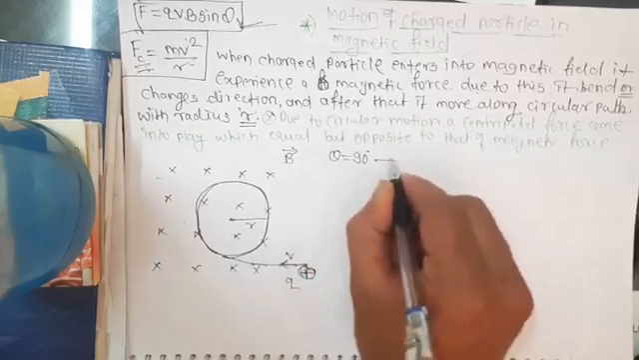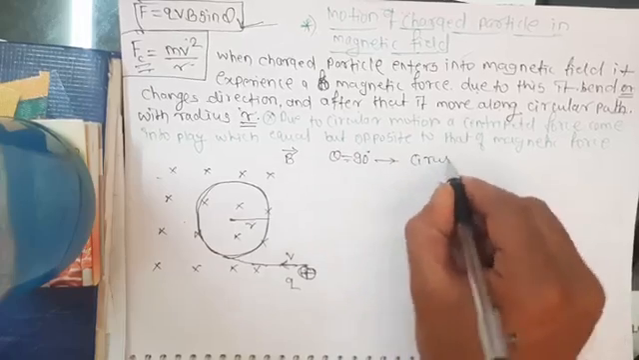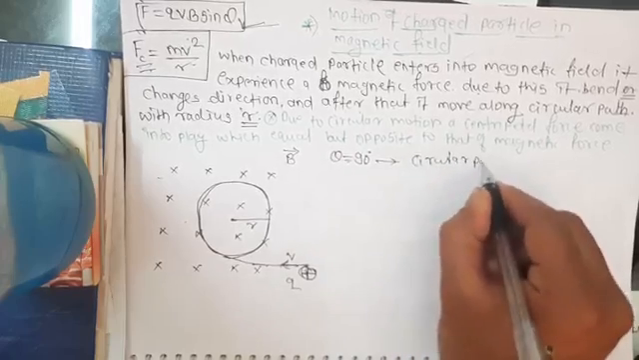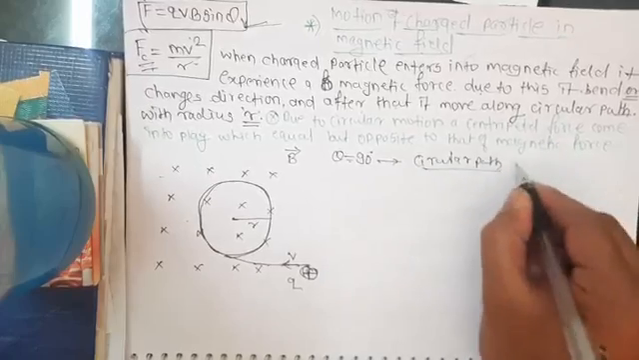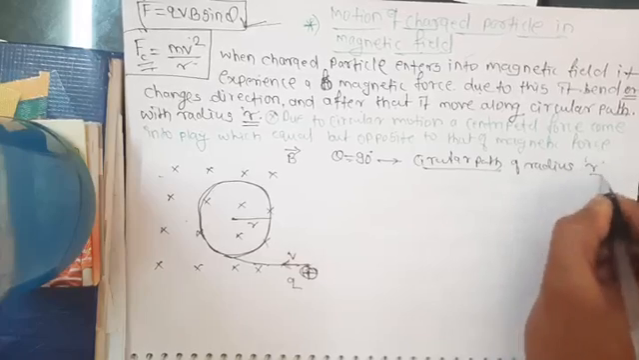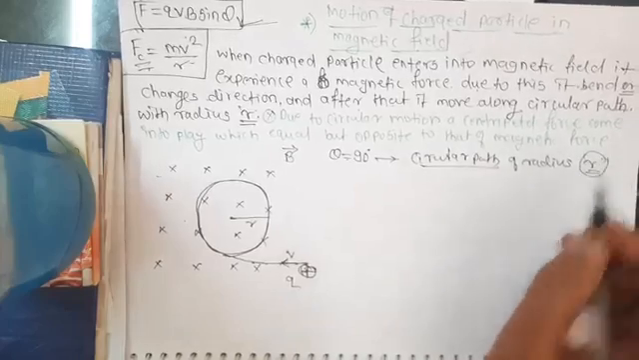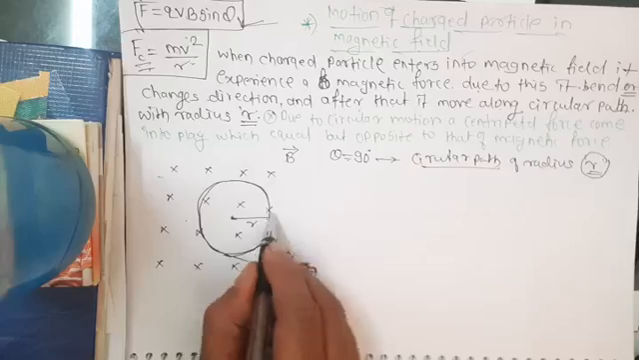If the charged particle enters perpendicular, that means theta is 90 degrees, then it will take only a circular path of radius r. Now we are going to derive the radius. What should be the radius of that circular path?